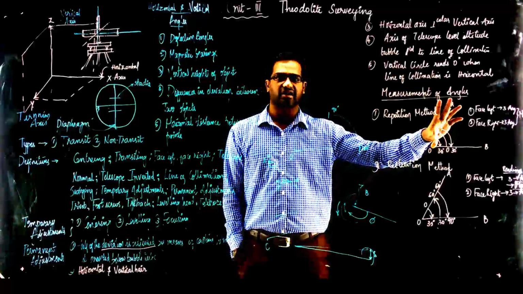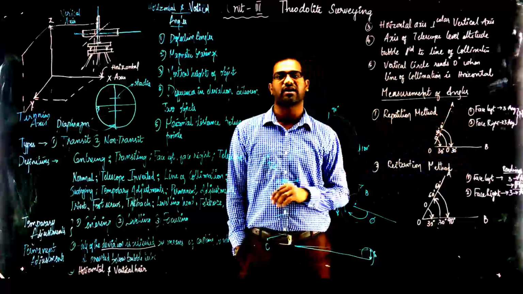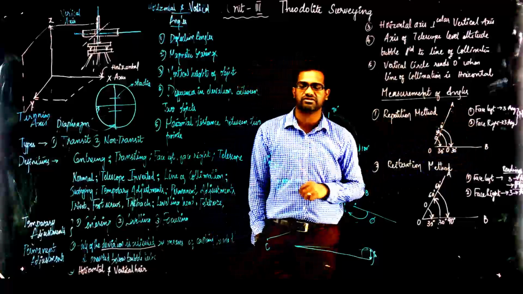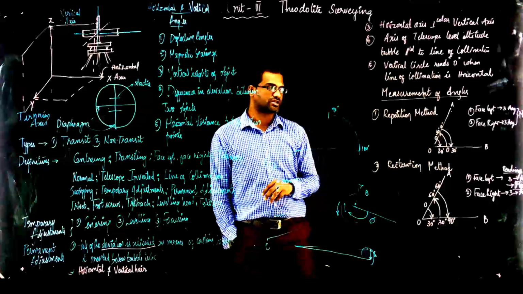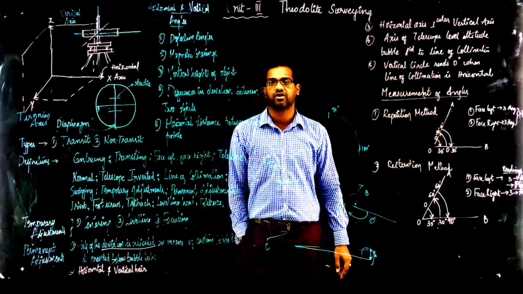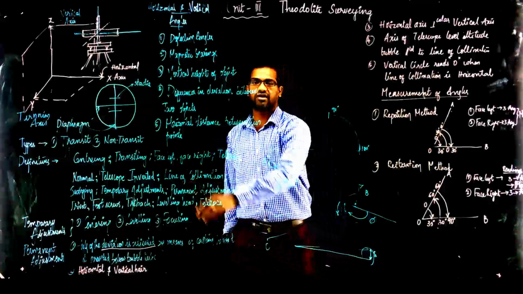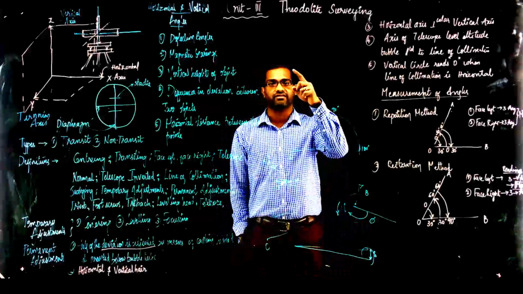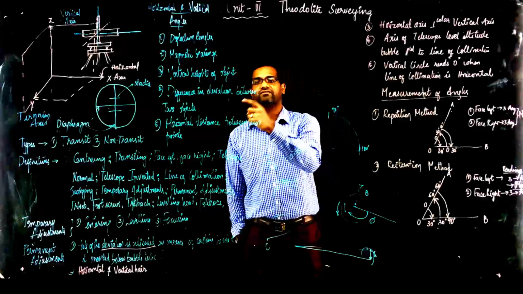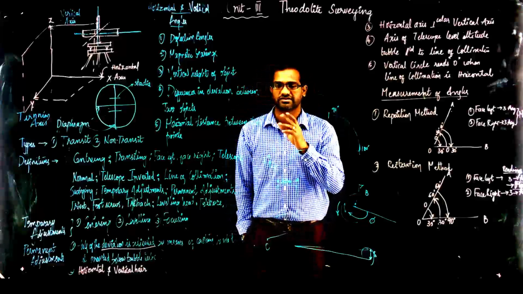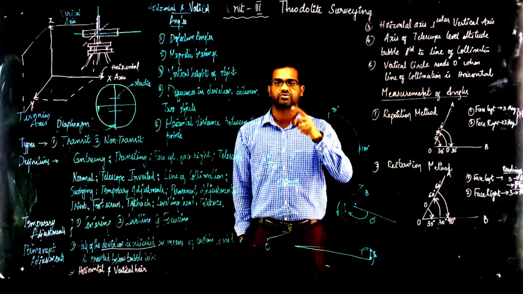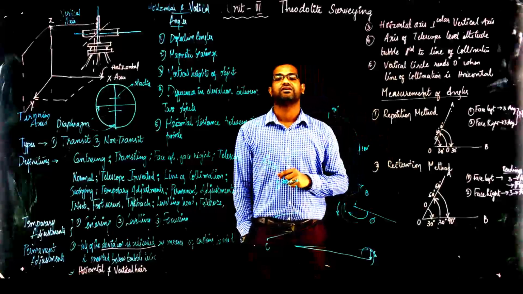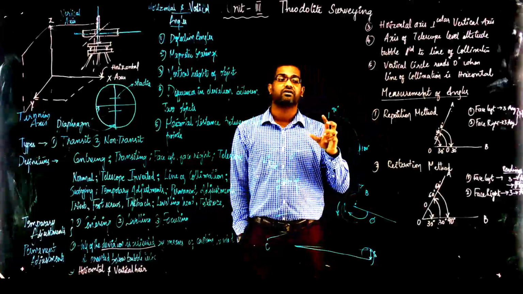Then I will set A to 0 and again measure B. So at least 3 measurements are needed. Why are 3 measurements needed? We have 2 positions of a theodolite which we have discussed here: face left and face right. What is face left? When the vertical circle is towards the left hand side of the surveyor, that is called face left. When the vertical circle is towards the right hand side of the surveyor, that is called face right.